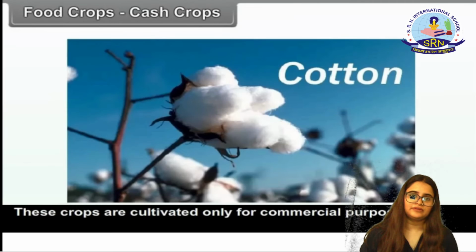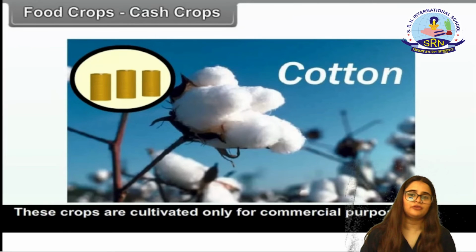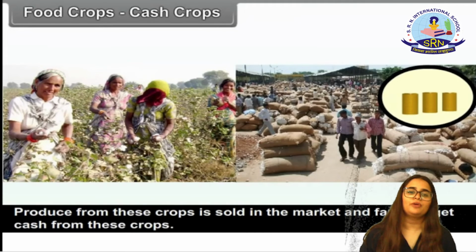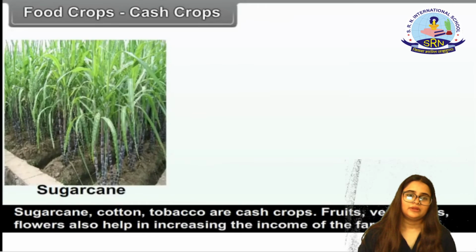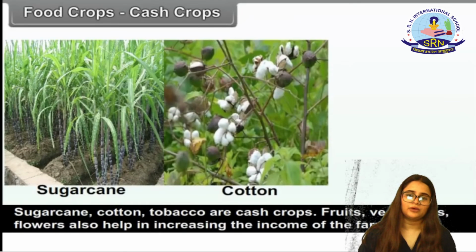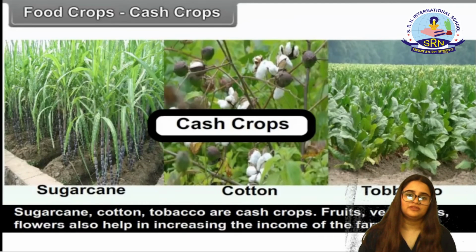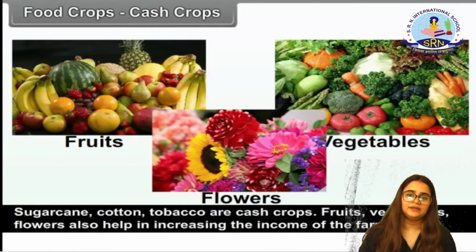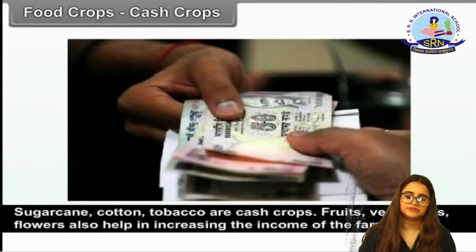We are going to discuss now cash crops. These crops are cultivated only for commercial purpose. Produce from these crops is sold in the market and farmers get cash from these crops. Sugarcane, cotton, tobacco are cash crops. Fruits, vegetables, flowers also help in increasing the income of the farmers.